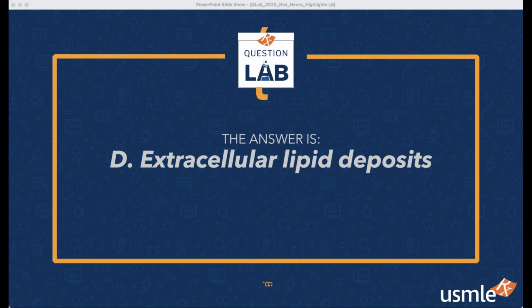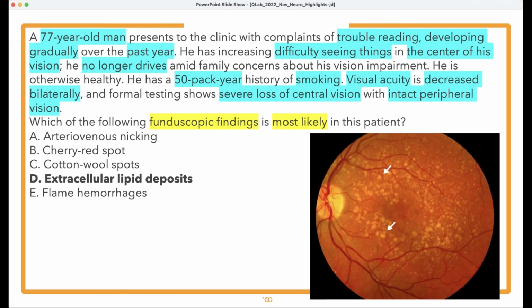Yes, absolutely, Jeff. Definitely a tougher question here. So let's take a look at this question. We have an elderly gentleman with progressively deteriorating central vision loss, with normal peripheral vision. Remember, they told us intact peripheral vision. So this is suggesting macular degeneration, specifically age-related macular degeneration.